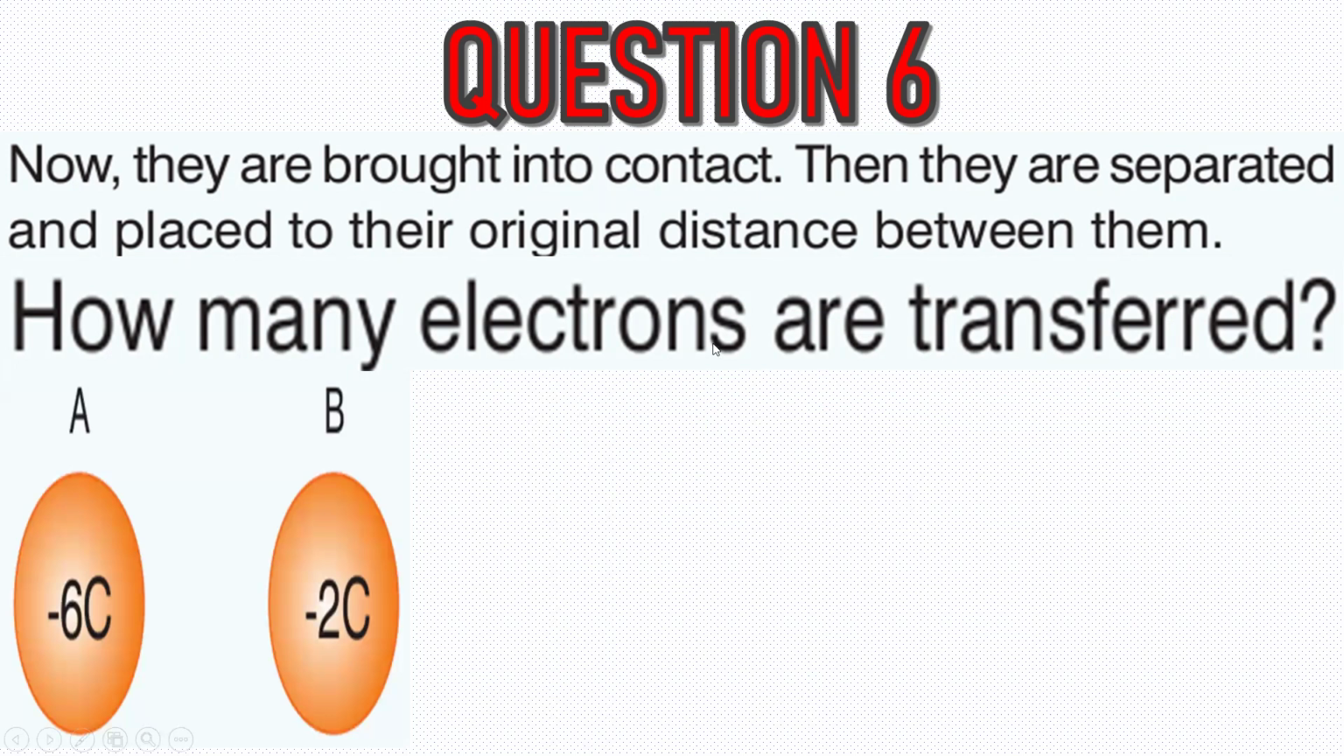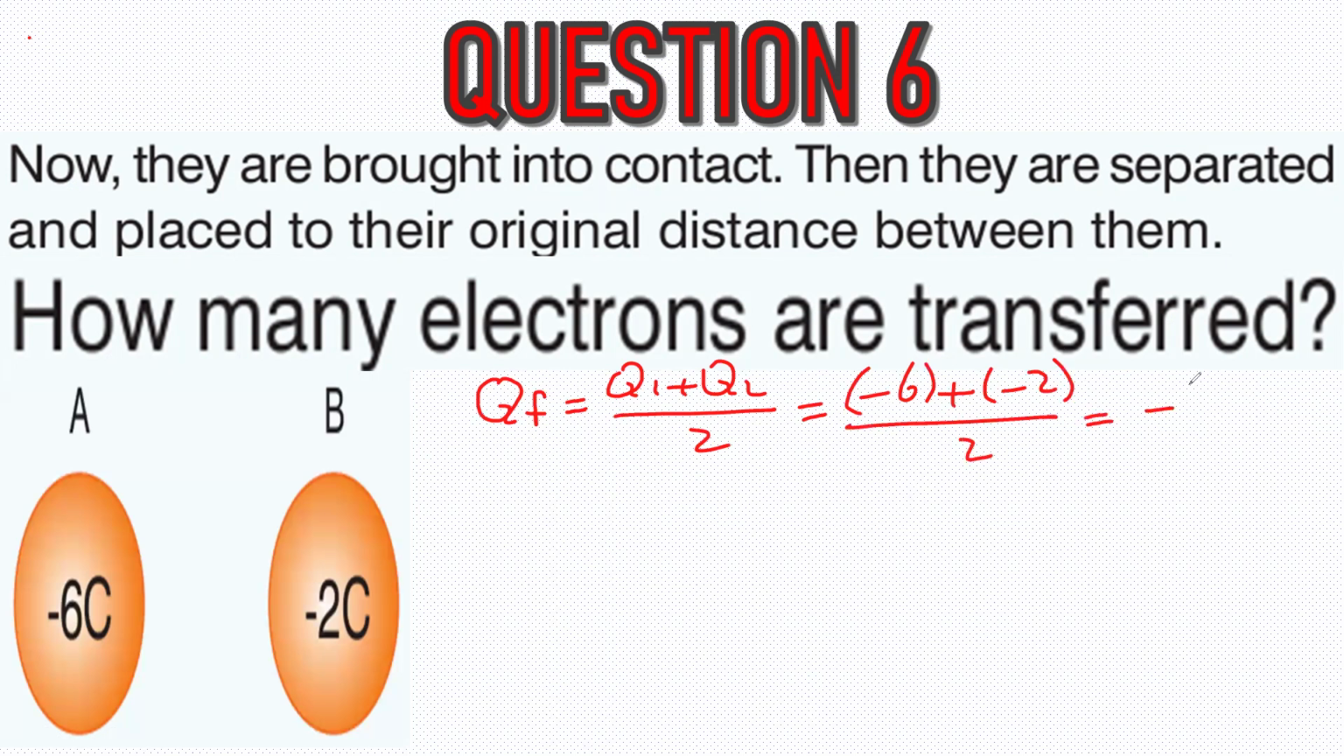Okay, how many electrons are transferred? For this kind of question, what are we going to do? First of all, we should get the final charge. We have done the final charge already in other questions 2 times. We calculate final charge Q1 plus Q2 over 2, -6 plus -2 over 2, getting -4 coulombs. And then we use charge equals N times QE, number of electrons times charge of electron. From this formula, we can write N equals charge over QE.